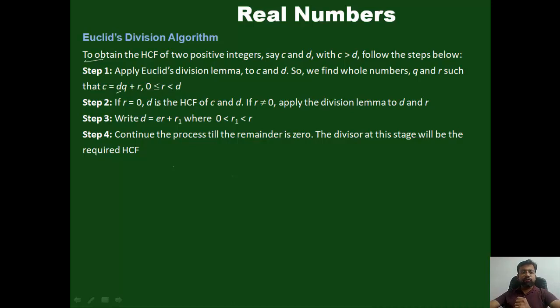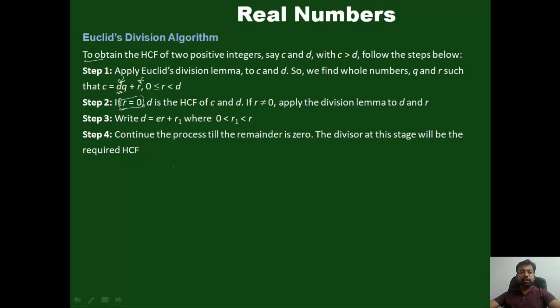Once you apply this, you find out what the remainder is. If the remainder comes out to be 0, then the divisor D is the HCF of C and D. This is the process. If R is not equal to 0, that is, if the remainder is non-zero, then you have to apply the division lemma to the numbers D and R in the next step. So you have the numbers D and R. You have to apply Euclid's division lemma to D and R.